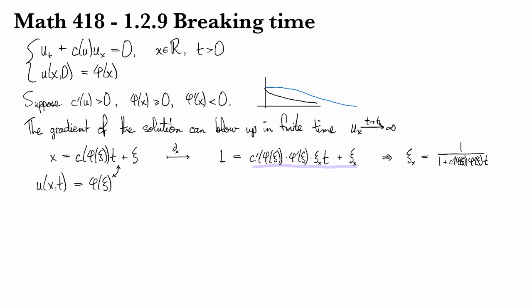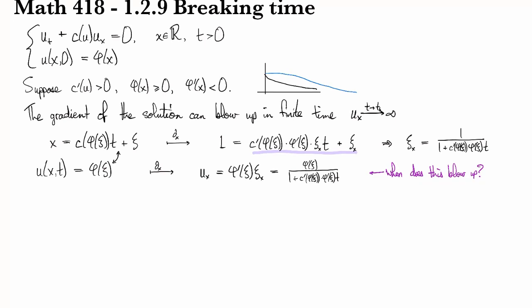Okay, so I can also differentiate this with respect to x, and that tells us that the partial of u with respect to x is phi prime of psi times psi sub x, which means that we just need to multiply phi prime against the result that we got in the previous line. And so we're going to have phi prime of psi over that same crazy denominator of 1 plus c prime of phi of psi, goodness, too many Greek letters, times phi prime of psi times t. And then the question is, when does this blow up? We are talking about the t variable here.